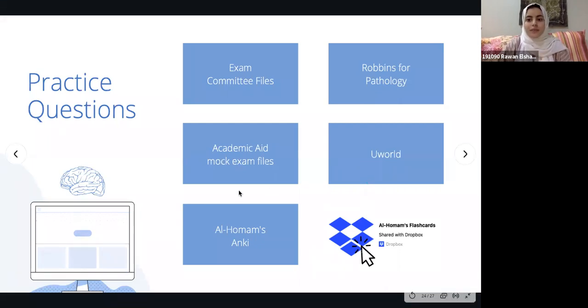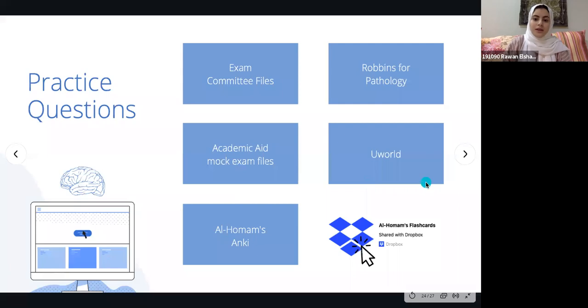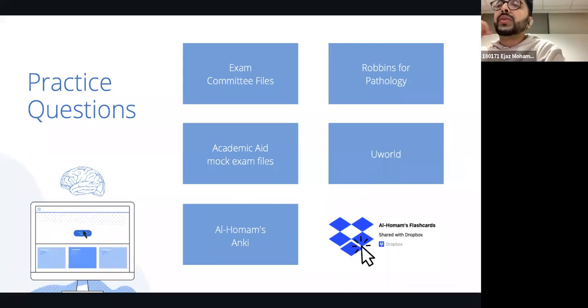And then there's Robbins for pathology as well, and UWorld. The questions, they're not going to get questions from UWorld directly copy paste because it's kind of advanced, but they're good for testing your knowledge and understanding. So that's why you kind of put it in the end. And we put the link for Humam's Ankis if you want it for Neuro. It's right there. And we'll send you the presentation, obviously.